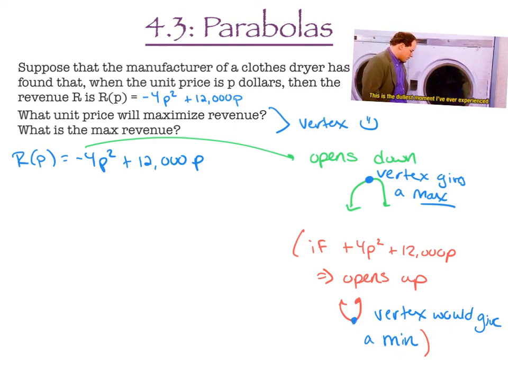So really what they're asking us for in this problem is, what's the vertex? What's the unit price? What's the p? And then what is that maximum revenue? So here's what we're going to do. We're going to do the completing the square thing that we were doing a few minutes ago. So R of p equals, okay, there is no extra constant term, so I'm just factoring out the coefficient, the negative 4, from the first two terms. p squared, and then be careful with your signs. Negative 4 goes into positive 12,000p, leaving us with negative 3,000p. Leave some space, and then put a parentheses.